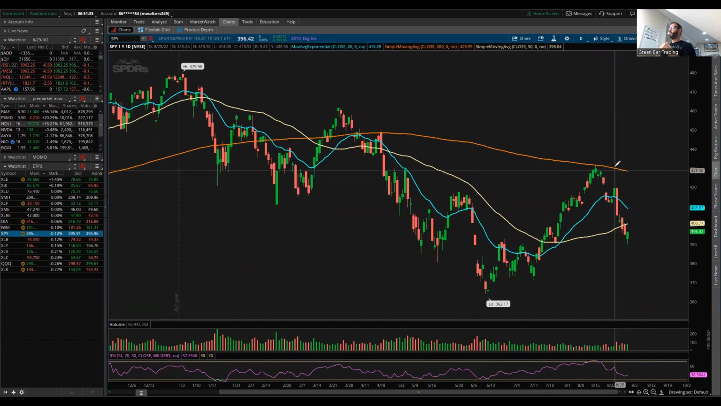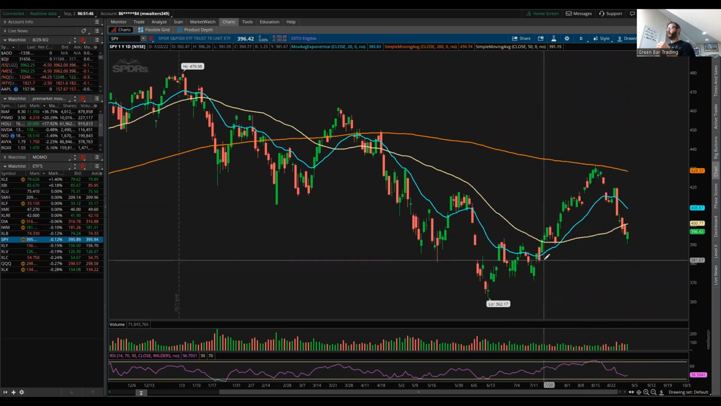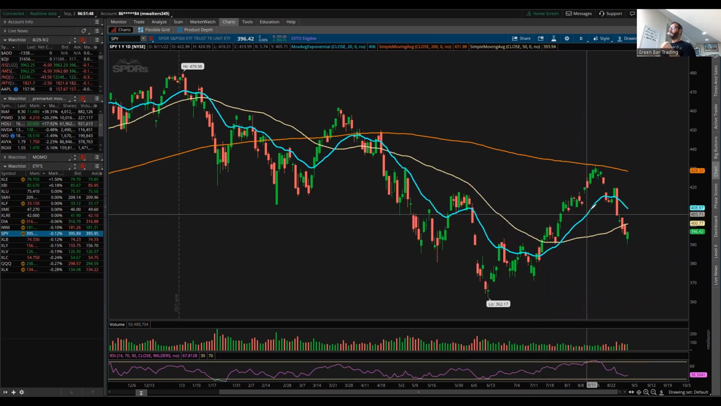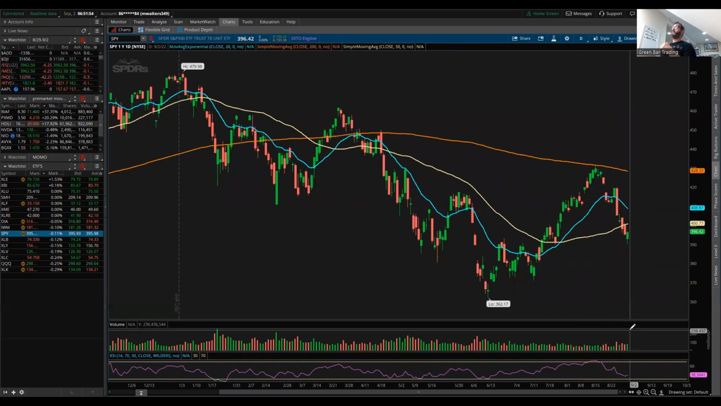We have the 200, which is here in orange. We have the 50 down here, sort of like a cream color. You guys don't have to use the same colors. I'm just going to show you. And this is the 20, which is this blue right here, and this is an EMA. So these are the indicators I use.